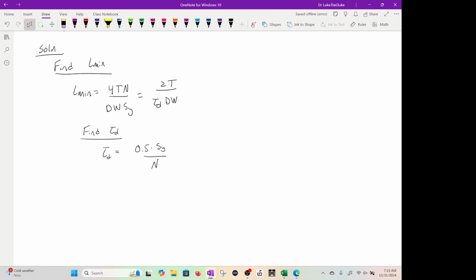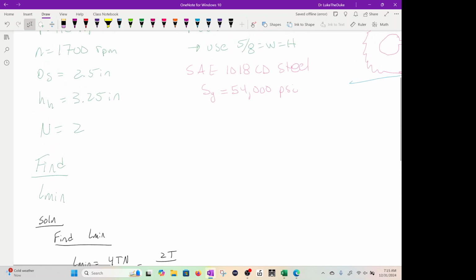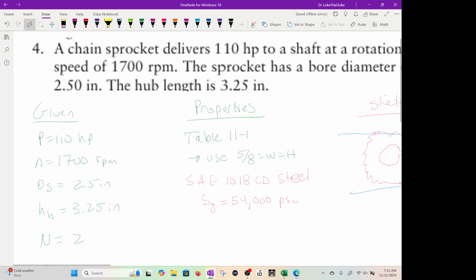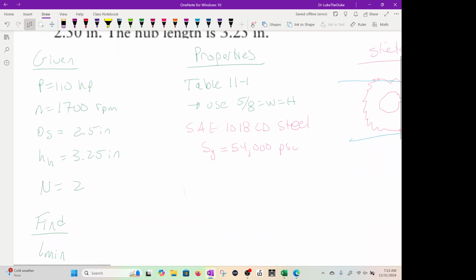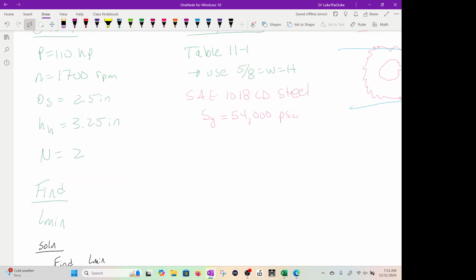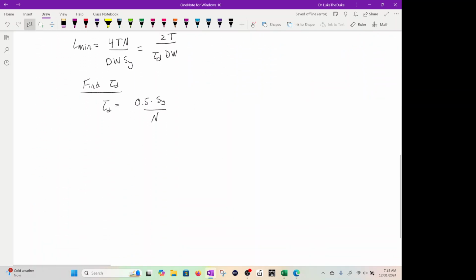And we're going to assume that because the problem doesn't give us the material of the sprocket or the shaft, we're just going to use that one equation that states that this has a lower material property. Okay. All right, so let's go ahead and plug this in. 0.5 times 54,000 psi over design factor, and we get this tau d to be 9,000 pounds per inch squared.